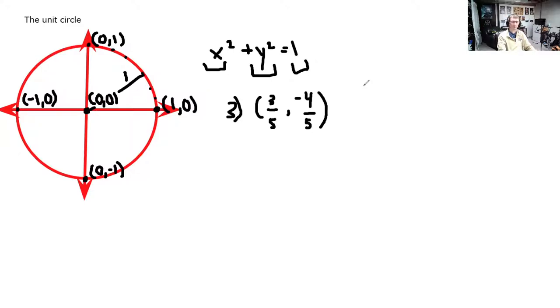There's a fair bit of checking this in the lecture, and a fair bit of doing problems like this in the lecture too. So let's just do one. So 3/5, we're going to square that. We're going to add that to (-4/5) squared.